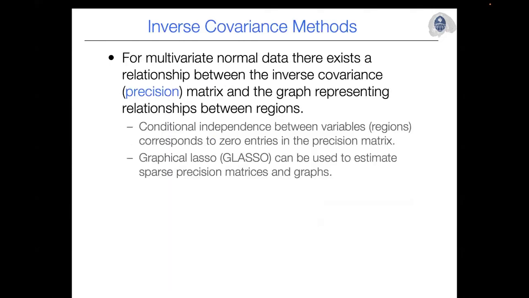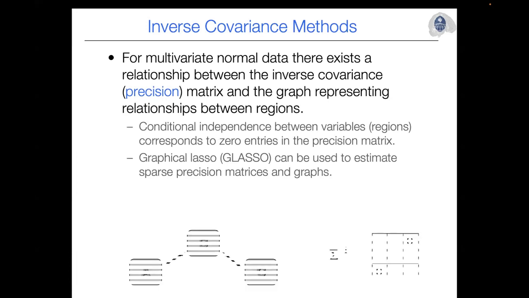The inverse covariance methods are based on a cool result that if you're working with multivariate Gaussian data, there's a relationship between the inverse covariance matrix, or the precision matrix, and the graph that represents the relationship between the regions. And so you can make these conditional independence graphs using things like graphical lasso, and use this to estimate sparse precision matrices and graphs.